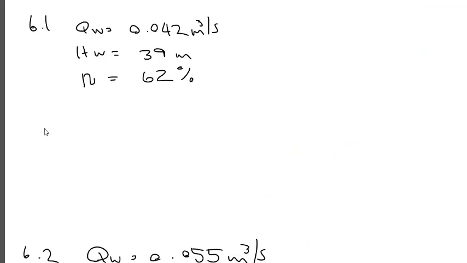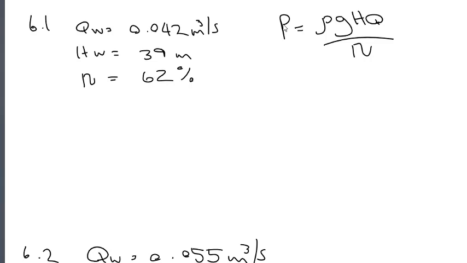Okay, so now we're on the next page and we've got our values written down. Now we have to calculate the power. The formula that we'll use is P is equal to rho g H Q divided by the efficiency. Remember, the efficiency values need to be in decimal values, not percentage values.